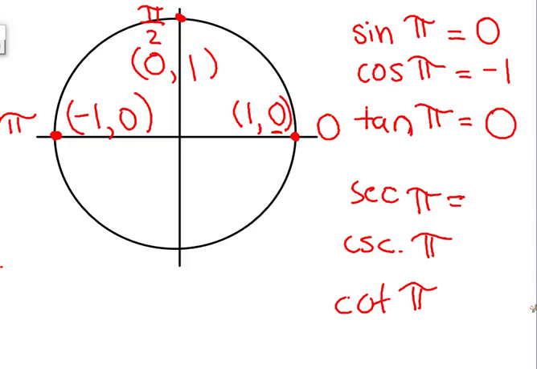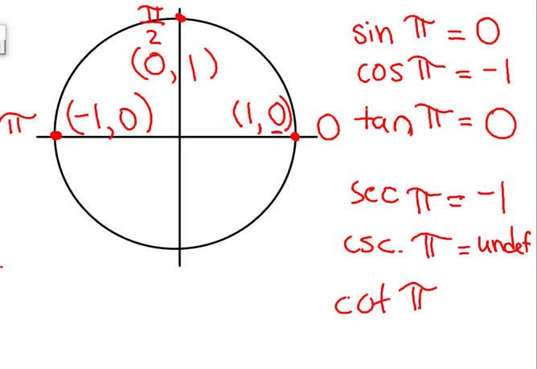Okay, secant was the reciprocal of which? Answer it out loud to yourself, please. Secant was the reciprocal of cosine. So if I take 1 over my cosine value, 1 over -1, that gives me -1. Then cosecant is the reciprocal of sine. 1 over sine is going to be undefined. 1 over 0 is undefined.